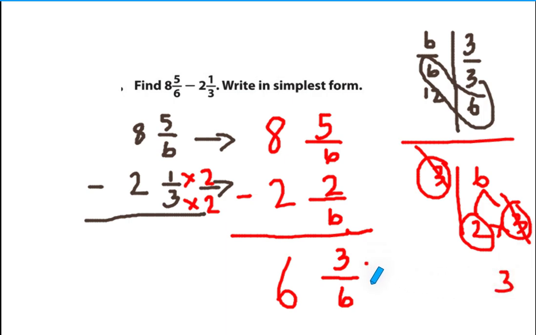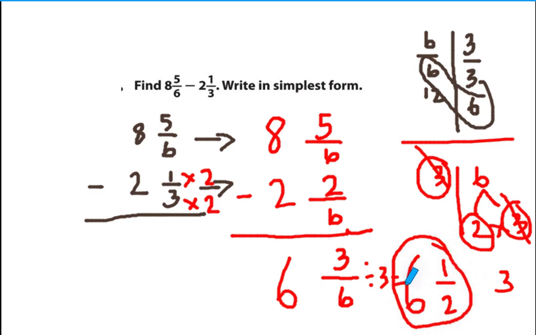So we're going to divide this by 3. 3 divided by 3 is 1. And 6 divided by 3 is 2. Slide the whole number right here. And our final answer, you guys, is 6 1/2 simplified.